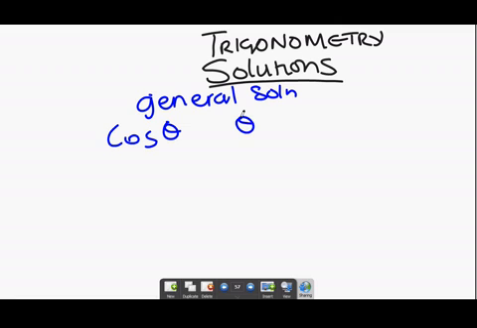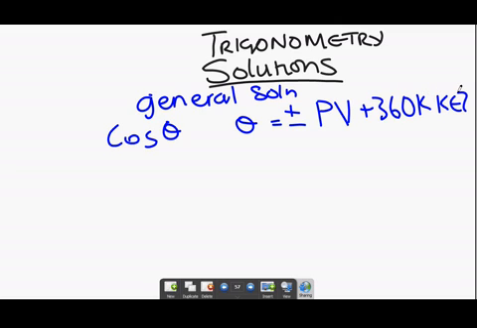normally if you want to find theta, theta would now need to be plus or minus the primary value that you get from your calculator. Then it's plus 360k, where k is an element of integers. What do I mean by this?